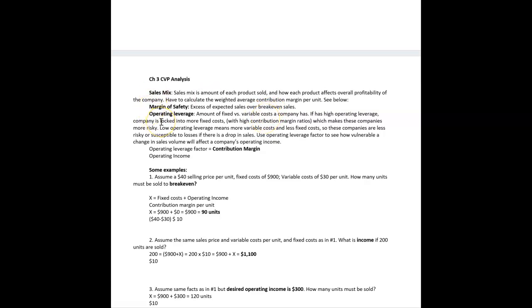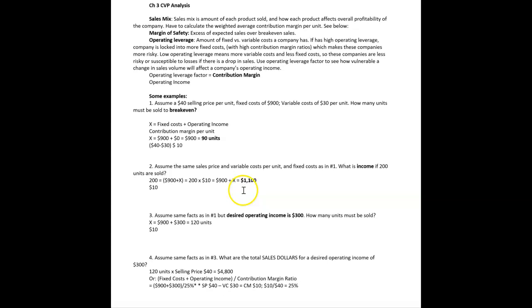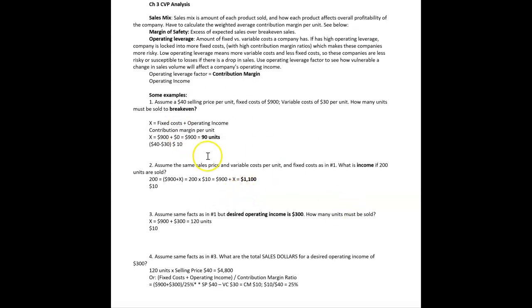And then operating leverage. Operating leverage is a bigger discussion, and it's about the excess of fixed and variable costs the company has. We'll have it later. It's a cool thing to understand, but you're going to have to do some thinking on it. So let's do some basic CVP first and continue on with these examples.